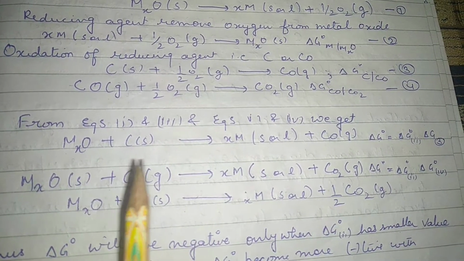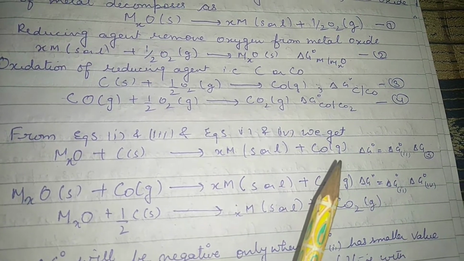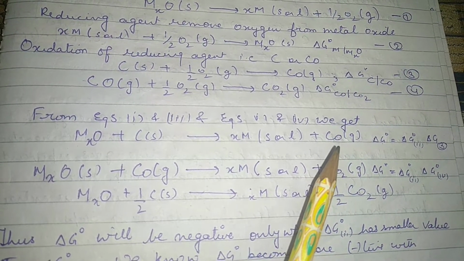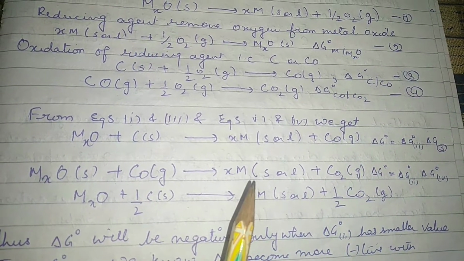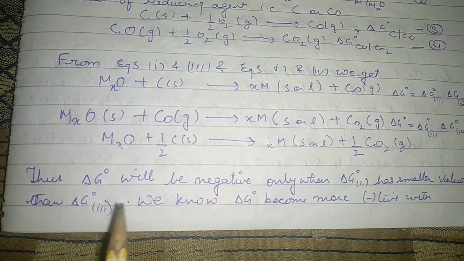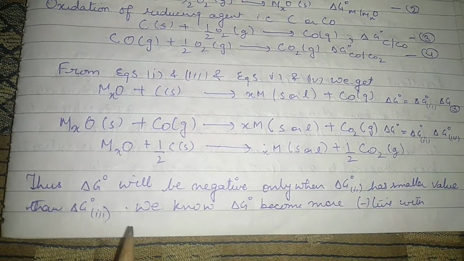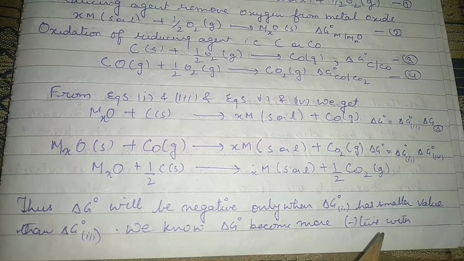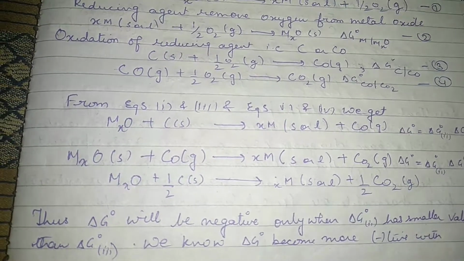When the metal oxide reacts with carbon, it results in the formation of metal, and carbon monoxide gets liberated as a gas. When this carbon monoxide is liberated, it again reacts with the metal oxide and results in the formation of metal, and carbon dioxide gets liberated. So thus delta G will be negative, and when the delta G becomes more negative the reaction is feasible. The reaction is feasible only when the delta G, that is the Gibbs free energy, is negative.